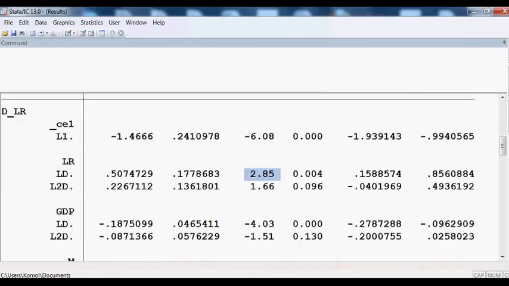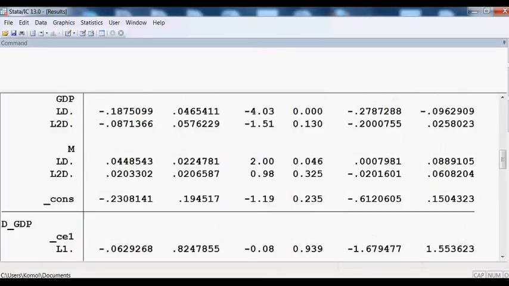Okay, here you can see, what is this variable? This is the lag 1 of LR. What is this variable? Lag 2 of LR. What about this one? Lag 1 of M. What is M? Money supply. And this one, lag 2 of M.